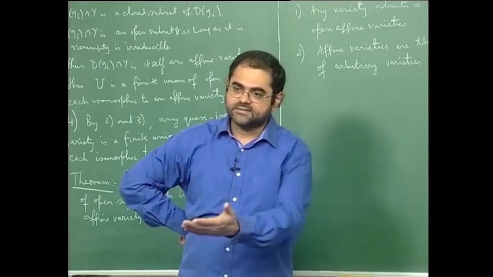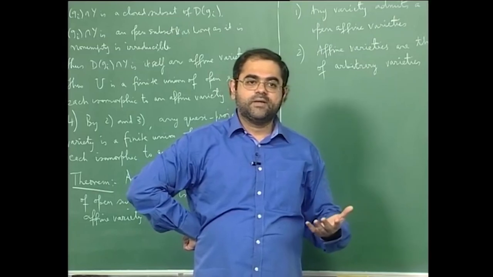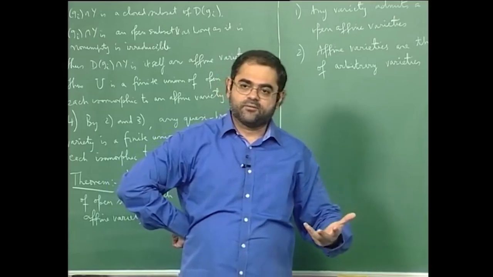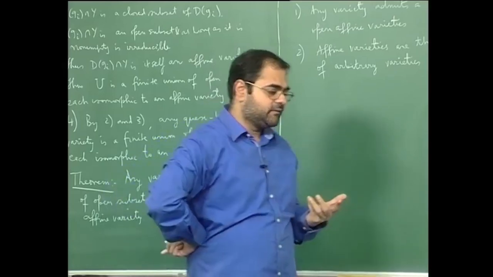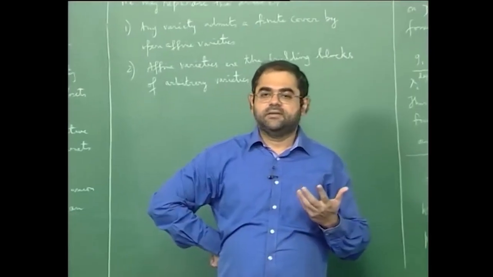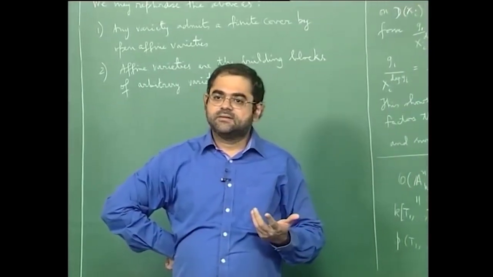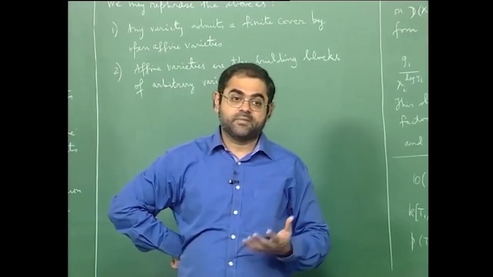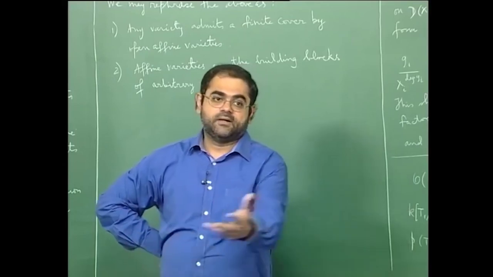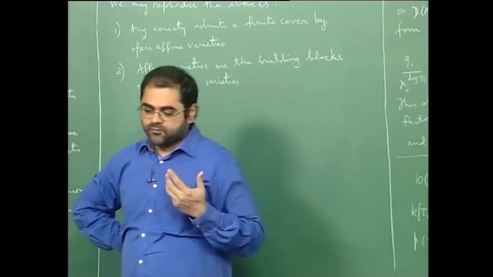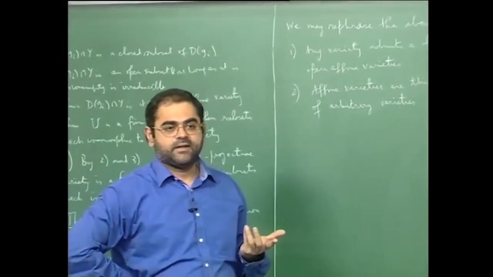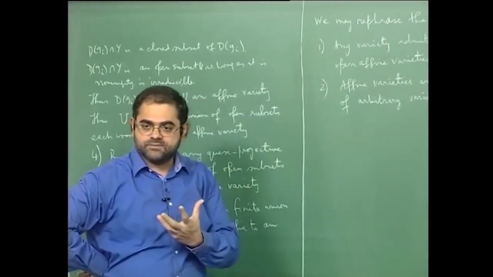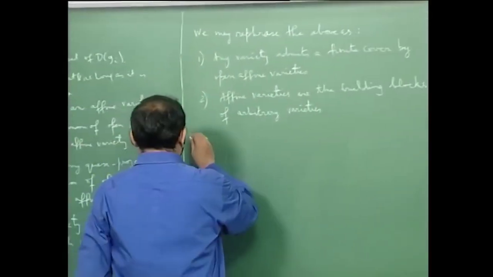So you can say that this big variety is gotten by gluing the maximal spectra of these various affine coordinate rings, okay. And more generally, the more general thing is what is called a scheme, and that is an object that you get by gluing not just maximal spectra but just prime spectra of rings, okay. So this will be helpful later when you take a second course in algebraic geometry, but I am saying that the philosophy is already here, that affines are the building blocks, okay. All right, so that's a very important thing.